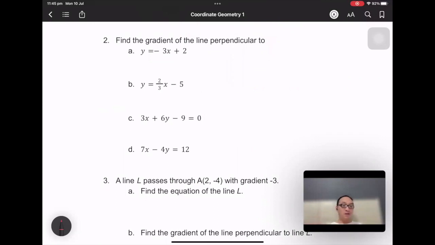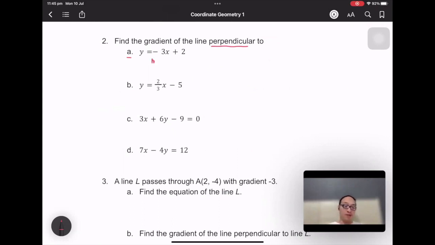Now number 2. I will choose A. Find the gradient of the line perpendicular to this line. According to the rule, the gradient of this line is -3, the coefficient of x. So that means the gradient of the line perpendicular to this line is equal to -1 over m1. So -1 over -3 equals to 3.